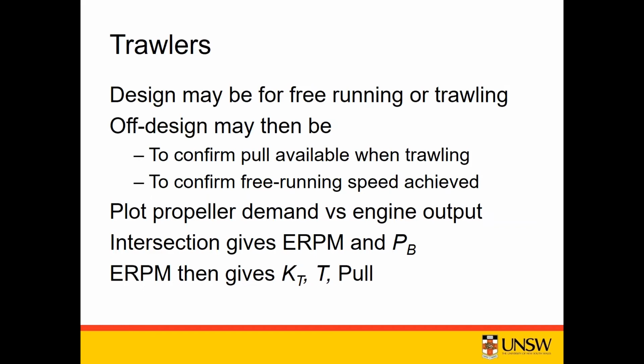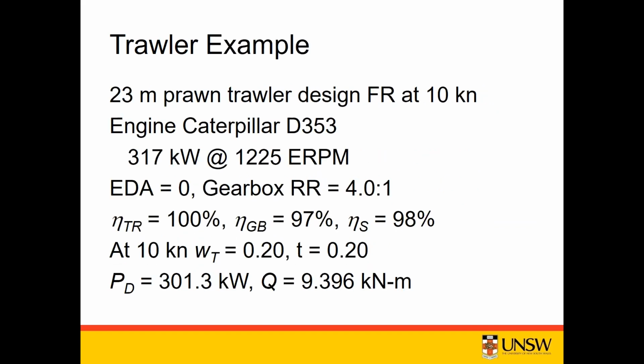So for trawlers, we said that the design could be free running or for trawling. And then the off design can then be to confirm the pull available when trawling, or to confirm the free running speed achieved when you go free running if you've designed for the trawling. And again, you just need to plot the propeller demand versus the engine output, and it'll be a similar sort of result to the tug.